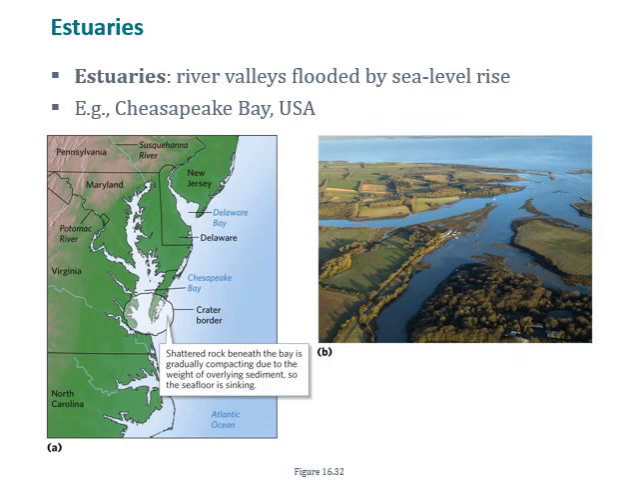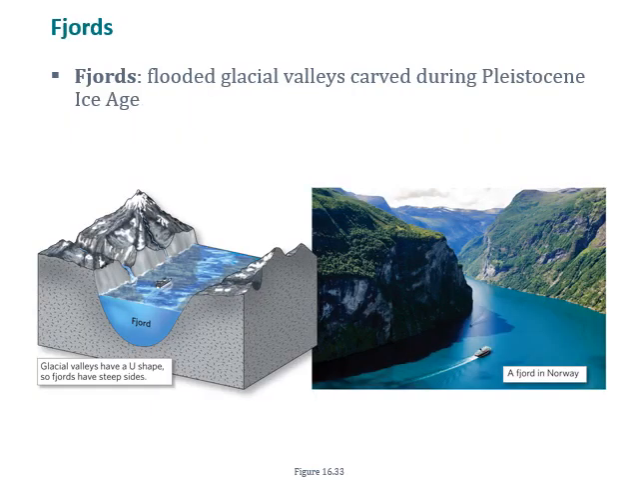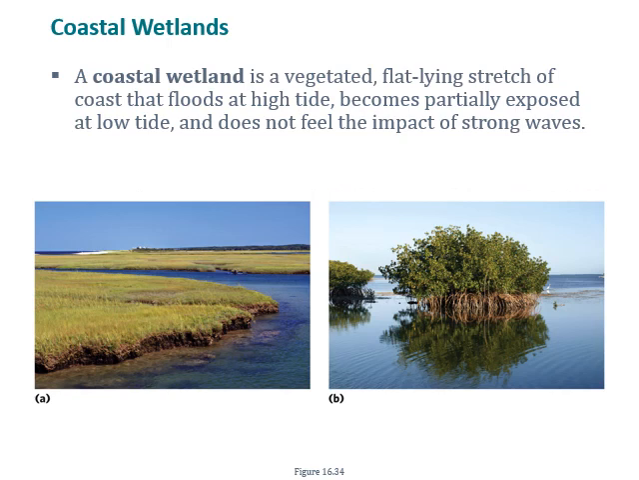Estuaries are river valleys flooded by sea level rise. For example, the Chesapeake Bay in Virginia. Fjords are flooded glacial valleys carved most often during the Pleistocene Ice Age. Coastal wetlands are a vegetative flat-lying stretch of coast that floods at high tide and becomes partially exposed at low tide, but does not feel the impact of strong waves.